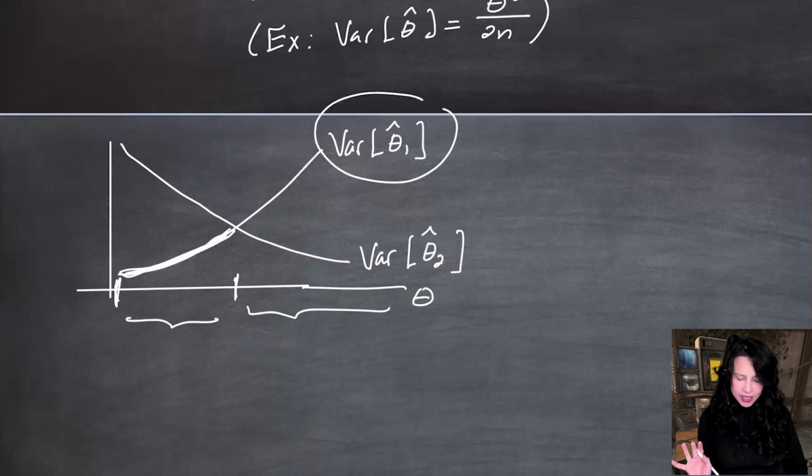The problem with this is you don't know what theta is. That's the entire reason you're estimating it. So looking at these two variances, I cannot say one is a better estimator than the other uniformly in theta.